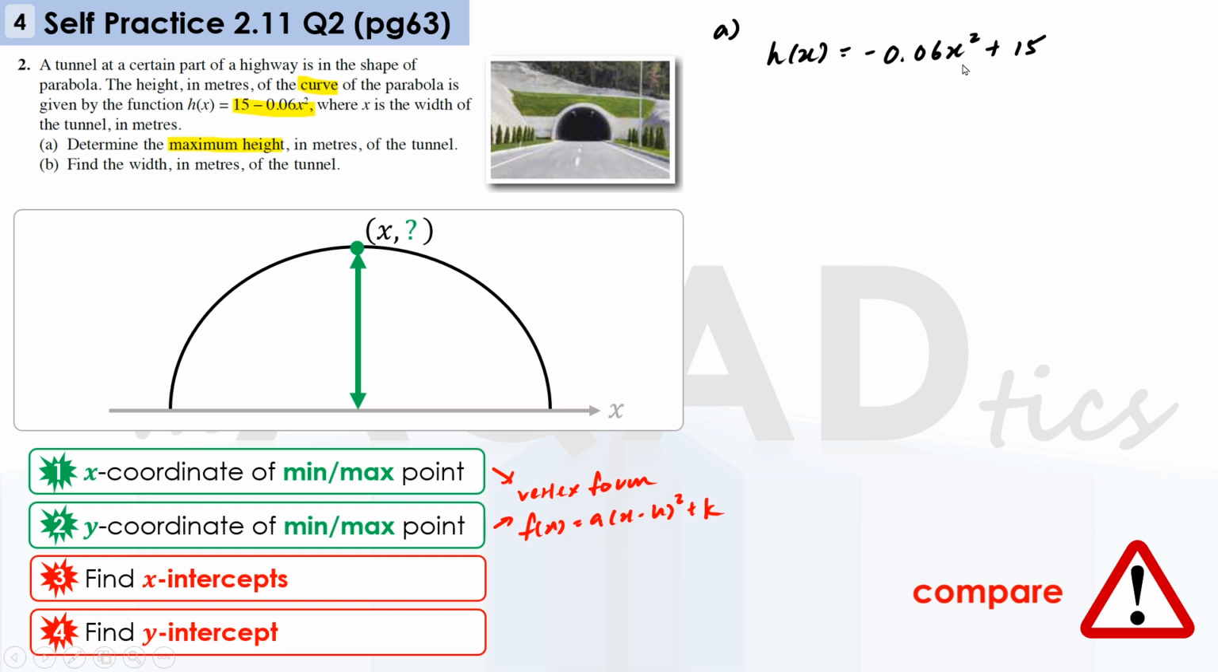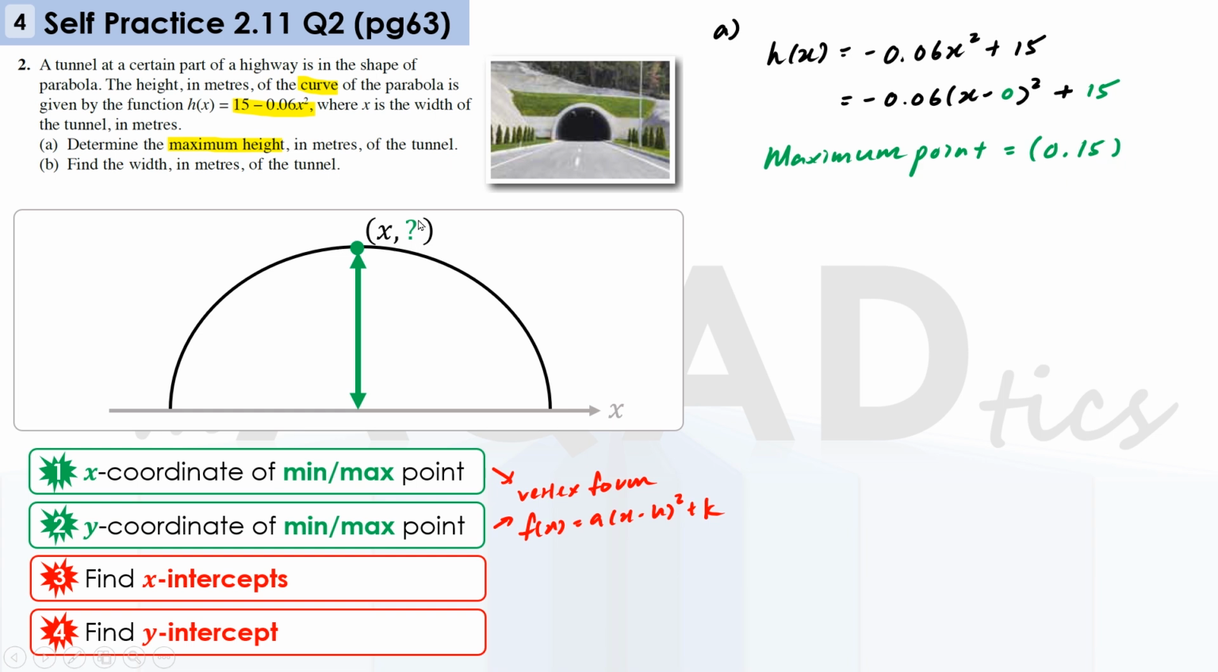For the x here, I can change it to x minus 0, because technically here it is just x. If I want to add a minus h here, I just add negative 0 to match the style. If you compare now, you can clearly see the maximum point, which is 0, 15. So the y-coordinate is 15, and our maximum height is 15 meters.